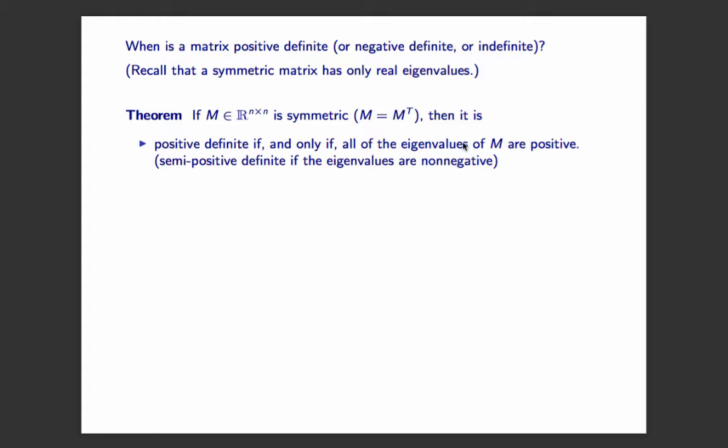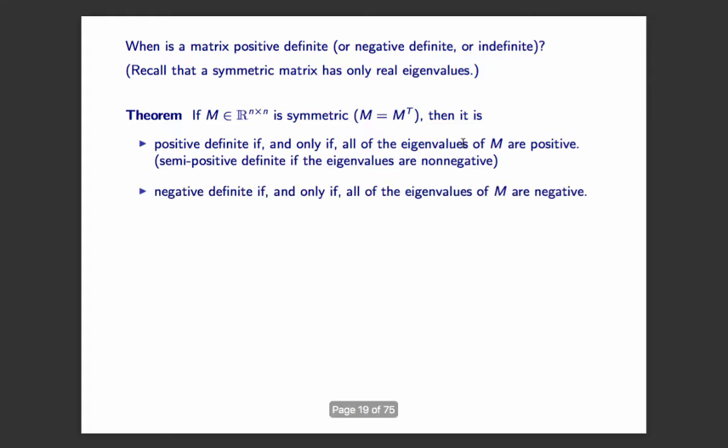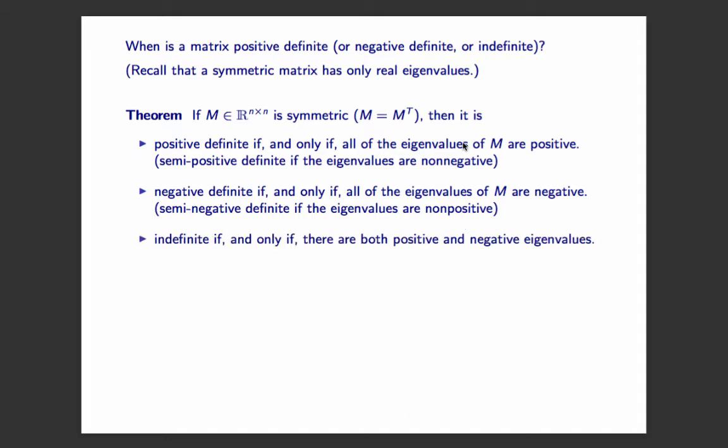It is semi-positive definite if the eigenvalues are non-negative. It's negative definite if and only if all of the eigenvalues of M are negative. Semi-negative definite if the eigenvalues are non-positive. And indefinite if and only if there are both positive and negative eigenvalues.